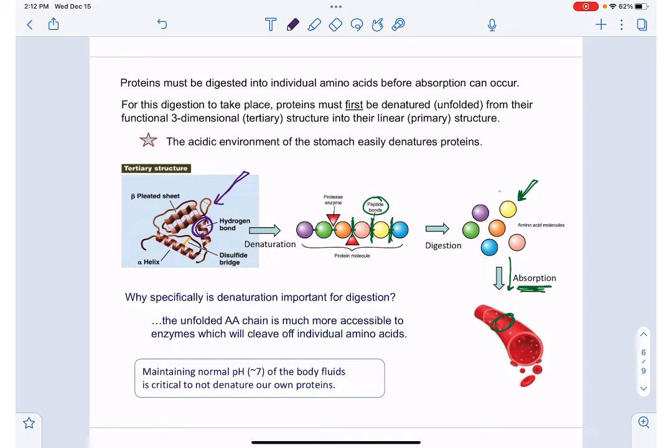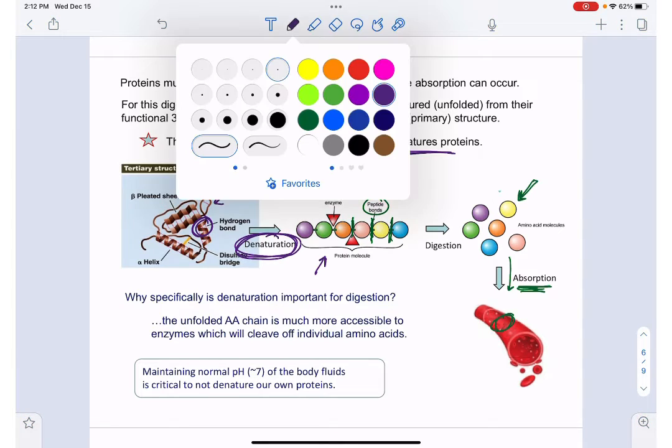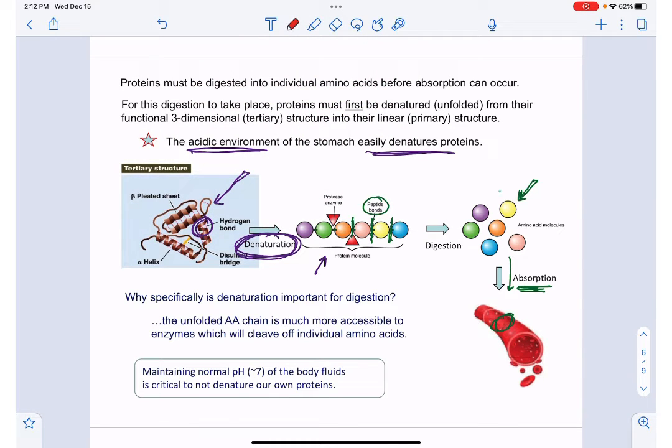So for efficient digestion to take place, we first have to denature these proteins. And denaturing just refers to the unraveling or the unfolding of a three-dimensional protein into its linear structure. The acidic environment of the stomach easily denatures these proteins. The reason a protein is in its three-dimensional shape is because you have all these chemical bonds between the amino acid side chains. But if you put those in an acidic environment, those chemical bonds are going to break, the protein is going to unravel, and it's going to take it down to its primary, or linear, structure.